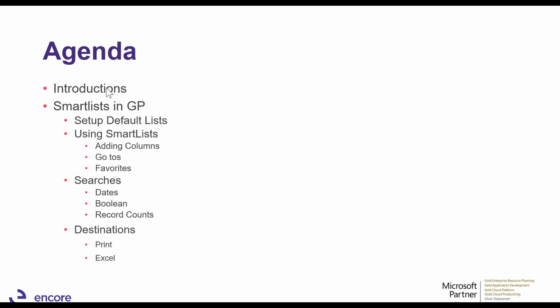And then, of course, we can save them as favorites. Once we've built a SmartList that we use every day, we don't want to have to rebuild it every day. We want to be able to save it. So they call them favorites. The word isn't save, but the word is favorites, and I'll show you that.